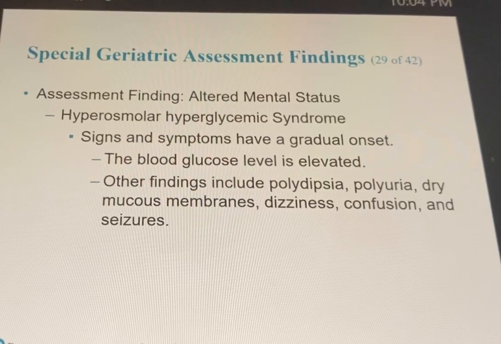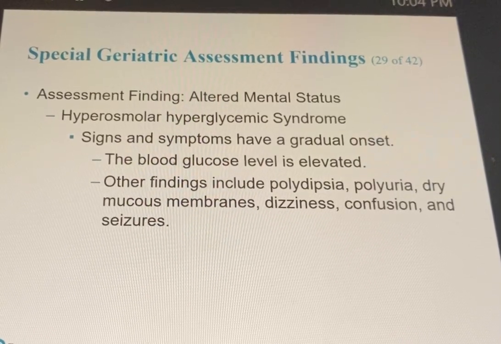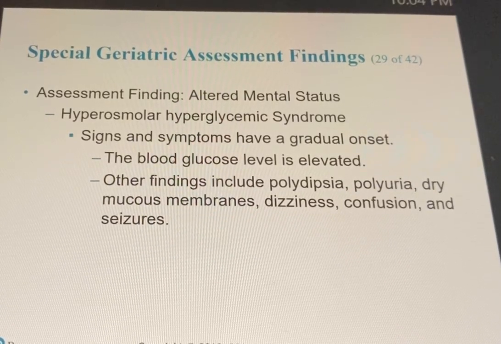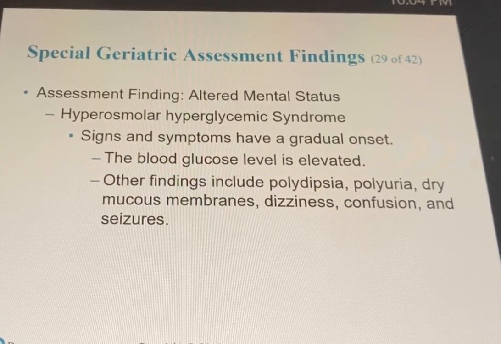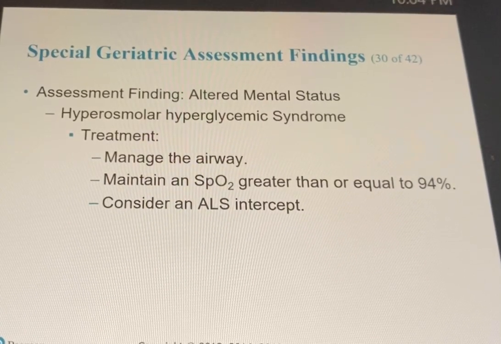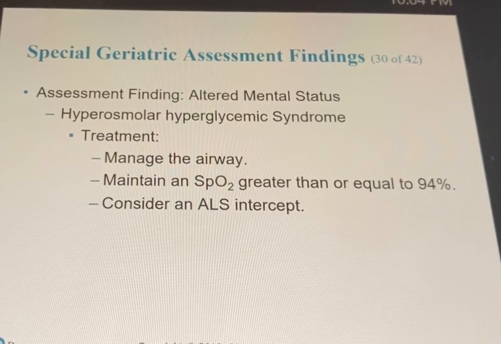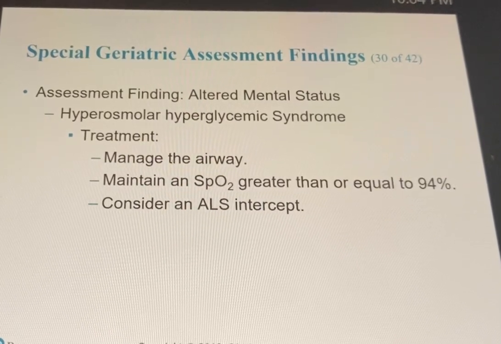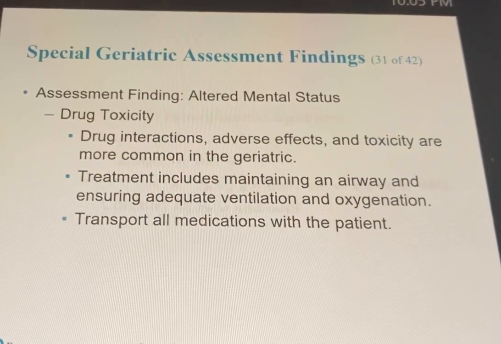All right. The geriatric patient with HHS most likely presents with an altered mental status, typically with a gradual onset, possibly progressing over a day or two, a possible history of diabetes, and an elevated blood glucose level. Management includes positioning to protect the airway, supplemental oxygen, and maintaining an SpO2 reading at 94% or greater. Positive pressure ventilation if the patient breathes inadequately, and circulatory support. You also want to consider ALS intercept.